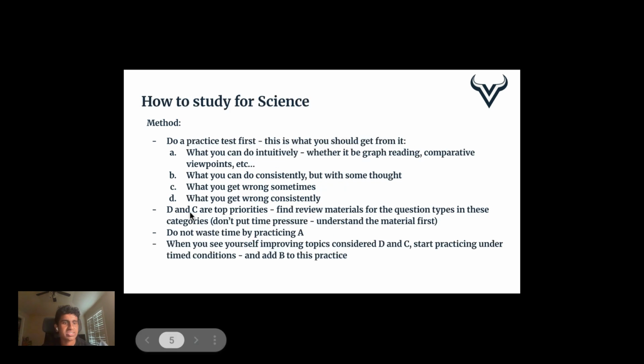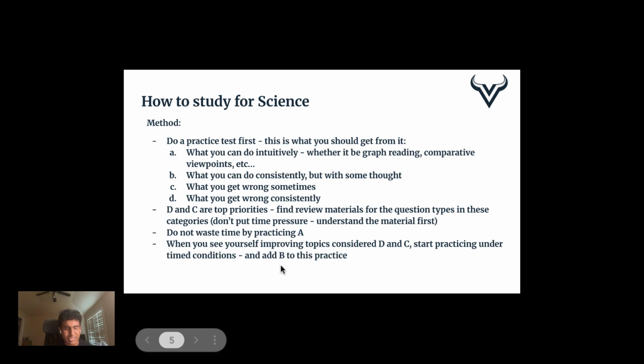So for this, D and C are top priorities. You want to find review materials for question types in these categories. Don't put time pressure on these. You want to understand the material first. It's unlike reading, where you want to put time pressure from the start. Even though it's the same time per question, science is much easier to do quicker. So don't put time pressure. Just understand the concepts first.